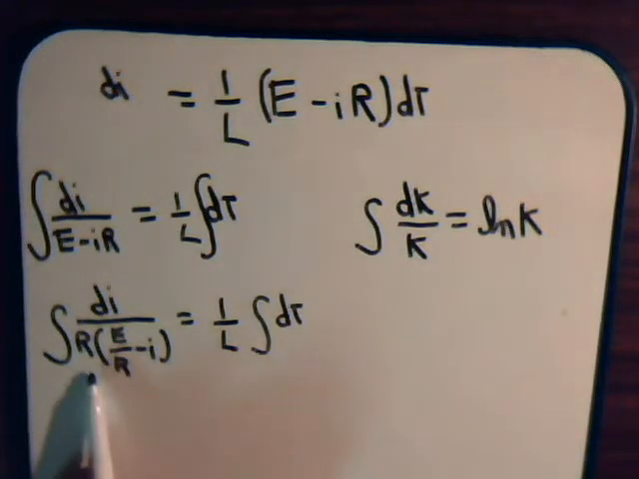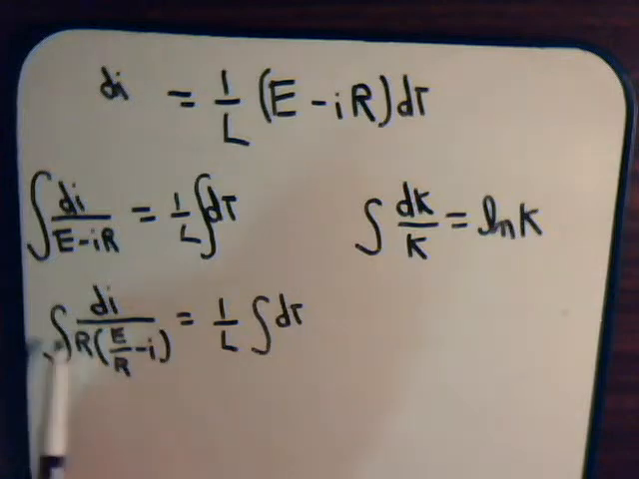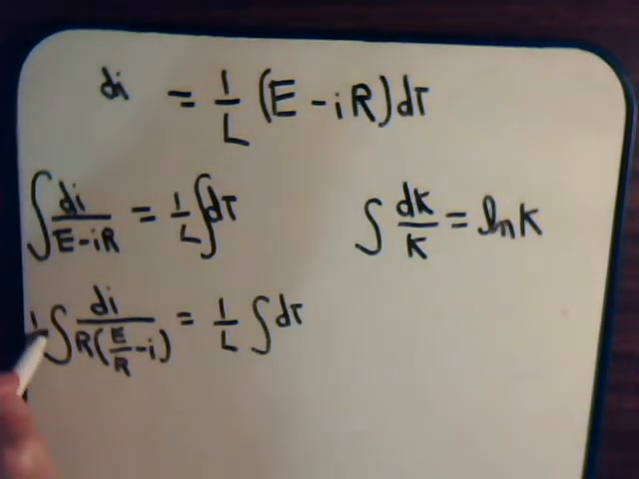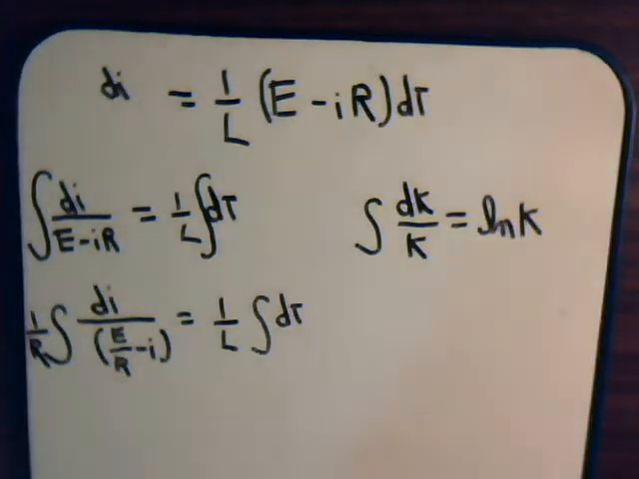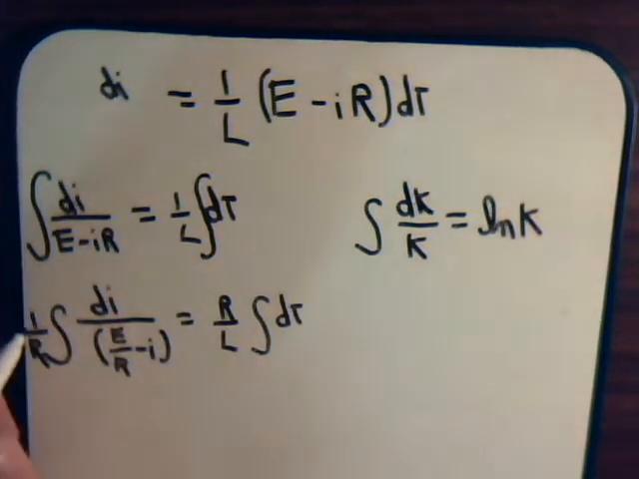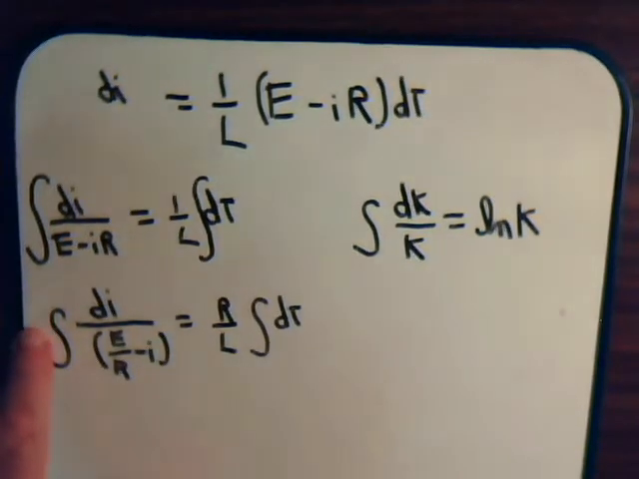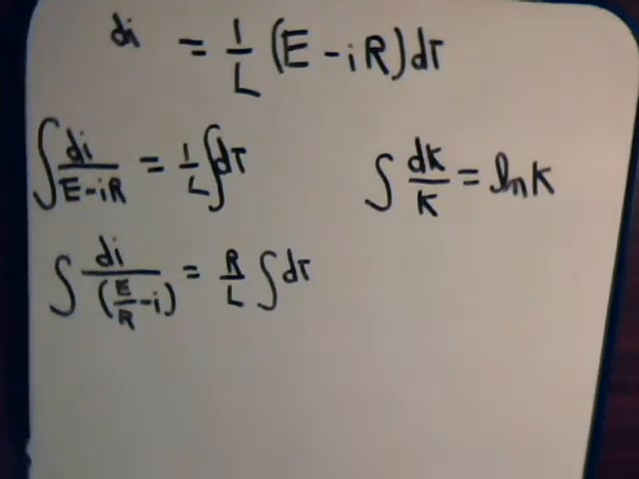Now R is a constant, so we can take that to the outside of the integral. We're not going to put limits on these integrals. We'll deal with that later on. Well, this is a constant, so we can take it outside. It's in the denominator, so we'll have 1 over R, take it out from here. Then let's multiply both sides of the equation by R. So here we'll have R over L. Here we'll have R over R, which is 1.